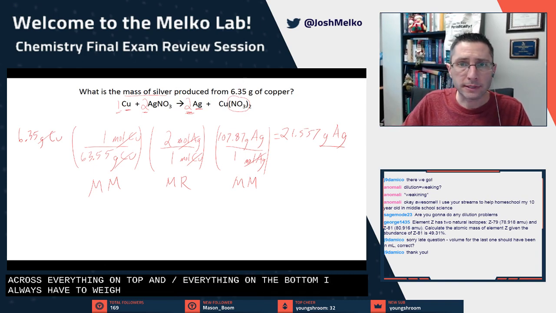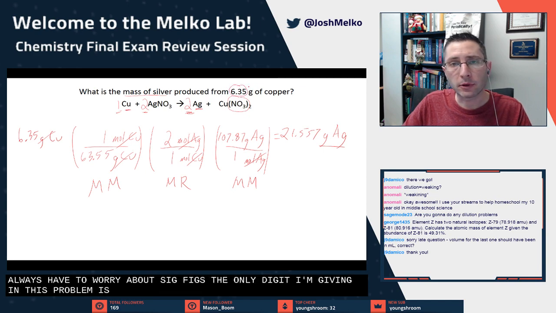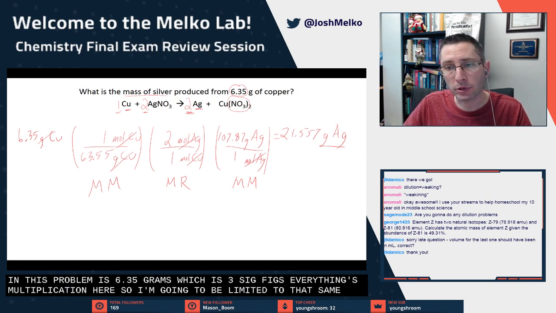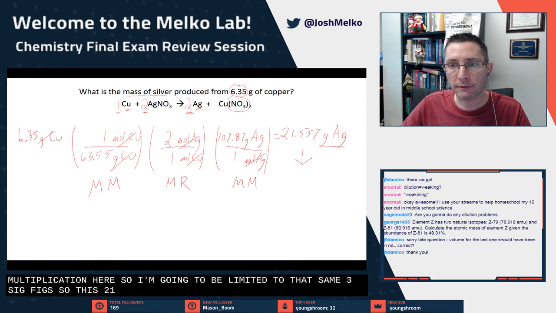I always have to worry about sig figs. The only digit I'm given in this problem is 6.35 grams, which is 3 sig figs. Everything's multiplication here, so I'm going to be limited to that same 3 sig figs. So this 21.557 should become 21.6 grams. And so that should be my final answer here.